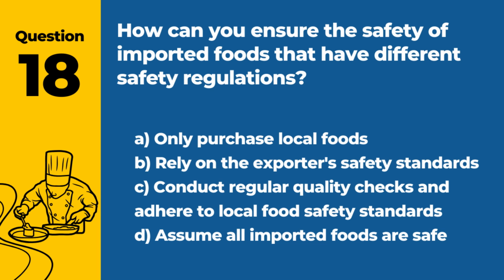Question 18. How can you ensure the safety of imported foods that have different safety regulations? A. Only purchase local foods. B. Rely on the exporter's safety standards. C. Conduct regular quality checks and adhere to local food safety standards. D. Assume all imported foods are safe.